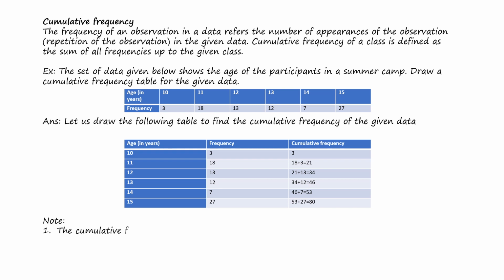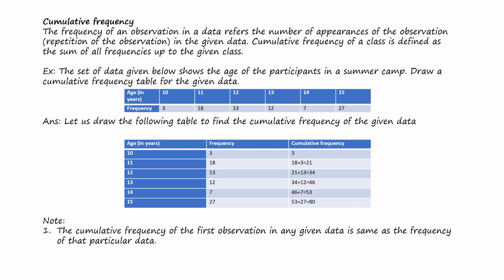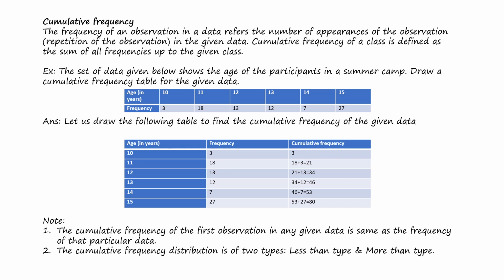Note, the cumulative frequency of the first observation in any given data is the same as the frequency of that particular data. Second one, the cumulative frequency distribution is of two types, either less than type or more than type.